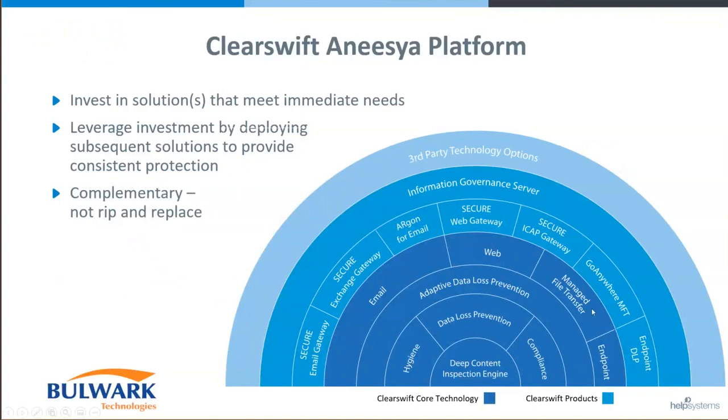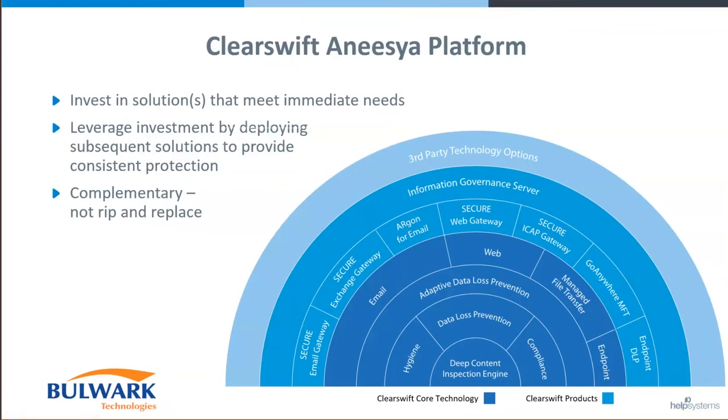Now, with these solutions, we can work as standalone solutions. So if a customer is looking to replace their existing web proxies, their endpoint solutions, their email solutions, we have standalone solutions that will do that for them. Equally, we have complementary solutions. So something like Argon for email can work alongside a customer's existing email infrastructure.